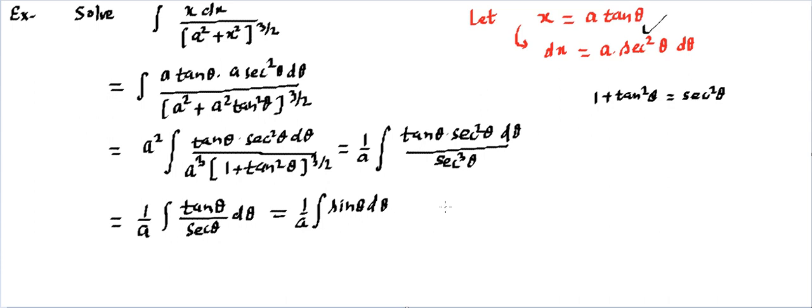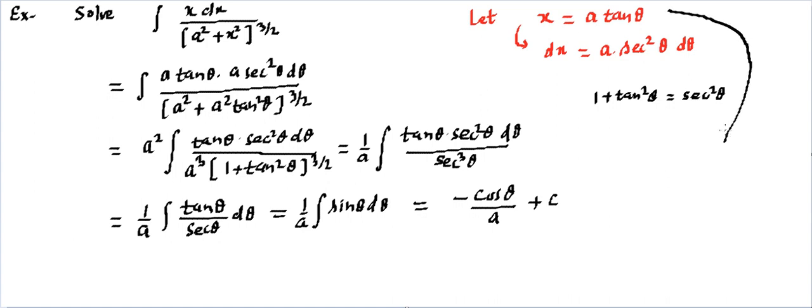So if you make this substitution, it becomes easily integrable, and this sin theta integration, we know what it is going to be. It's going to be minus cos theta divided by a, and you can say plus c. C is some arbitrary constant. Now again, you need to give your answer in terms of x, so replace theta in terms of x. So how can we replace this theta in terms of x?